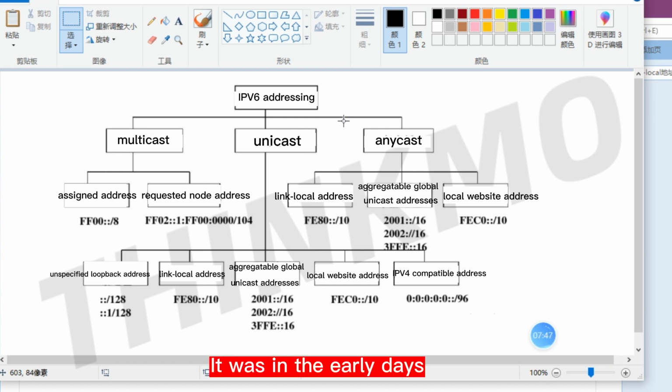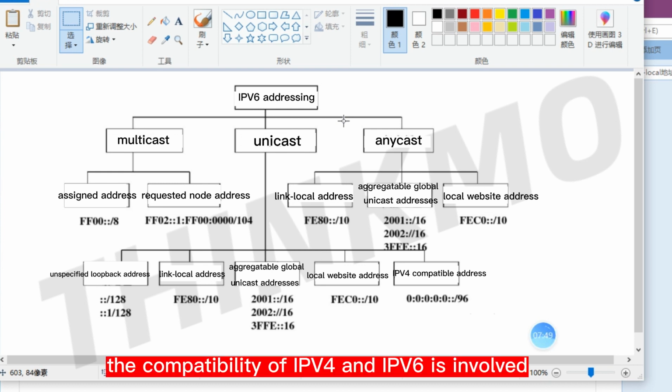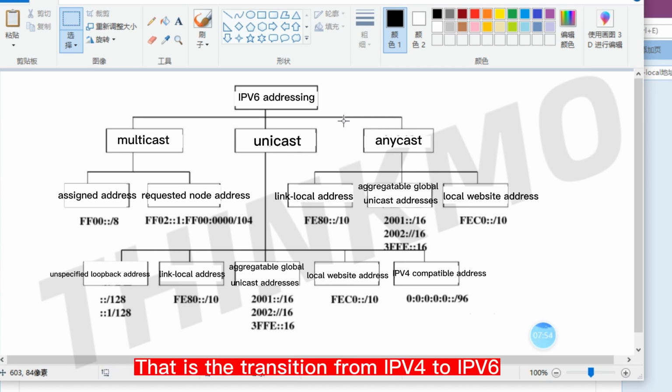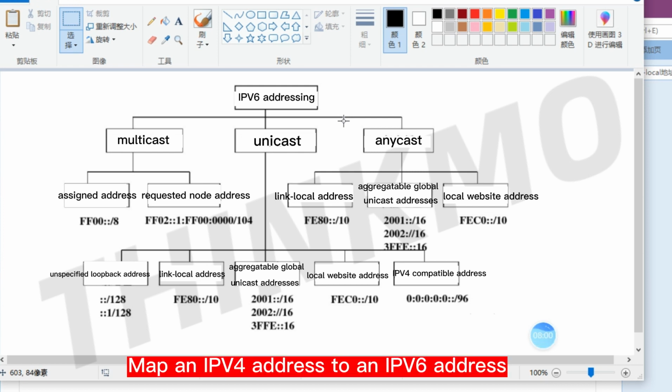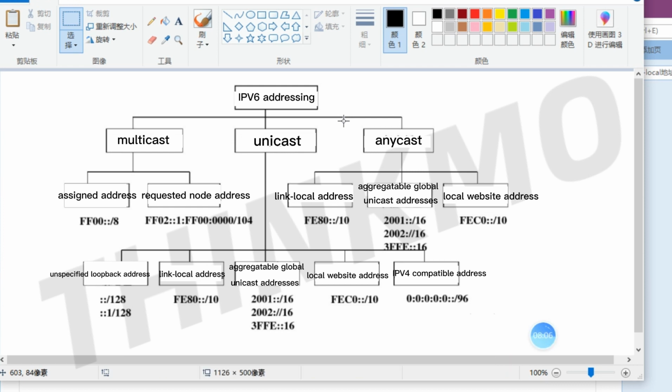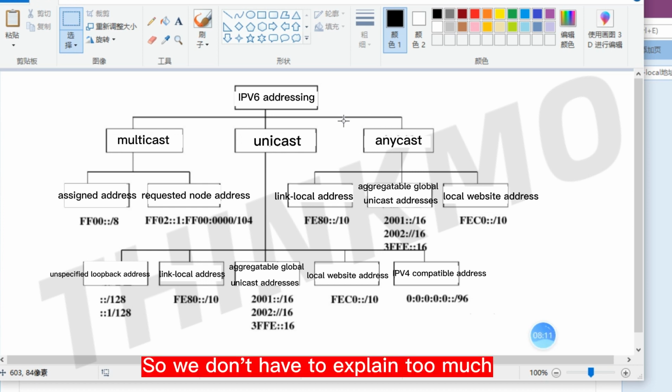It was in the early days. The compatibility of IPv4 and IPv6 is involved, that is, the transition from IPv4 to IPv6. And then take that address and map an IPv4 address to an IPv6 address. It's just that this mapping is a little weird. So it's out now, and we don't have to explain too much.